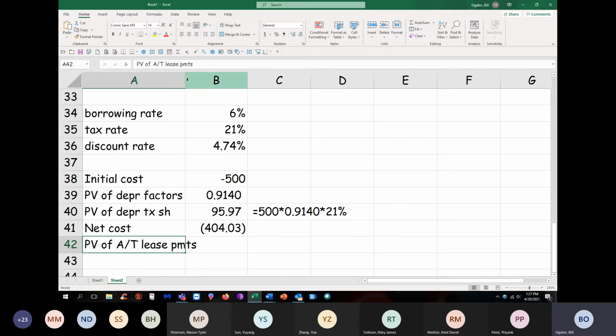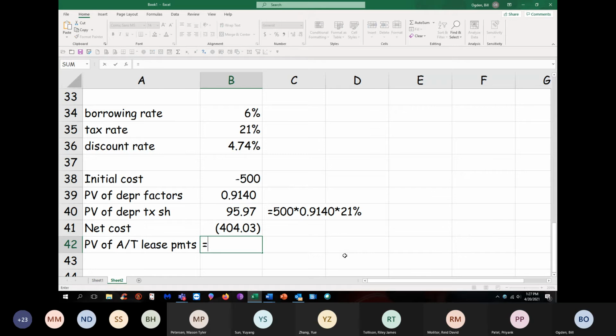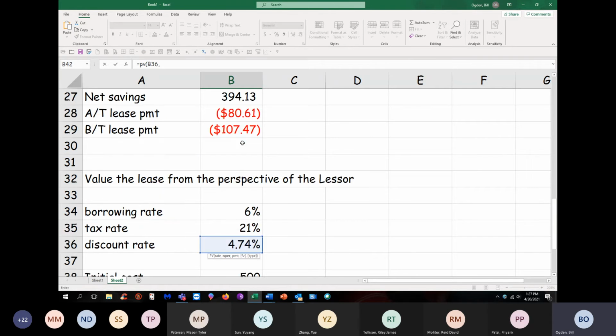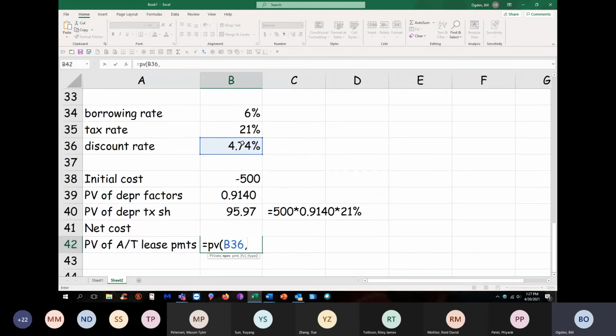Oh, I guess I skinnied this down too much. All right, here we go. Equals present value, rate, and we have that right here. Number of periods, did I put that down? I guess I did. Anyway, it's 6.